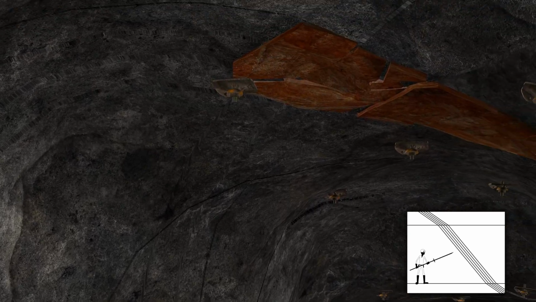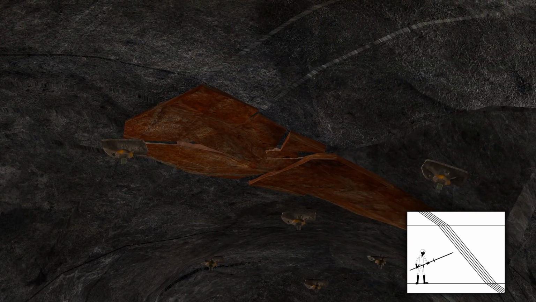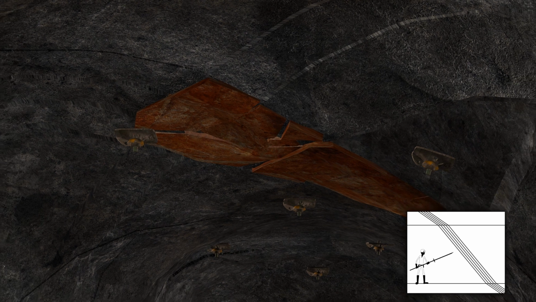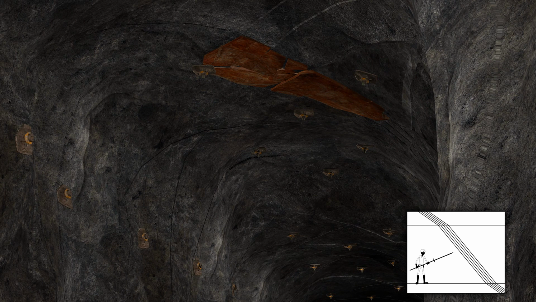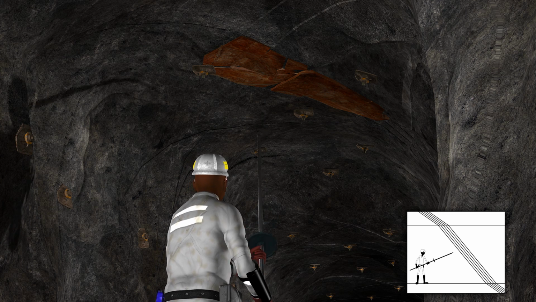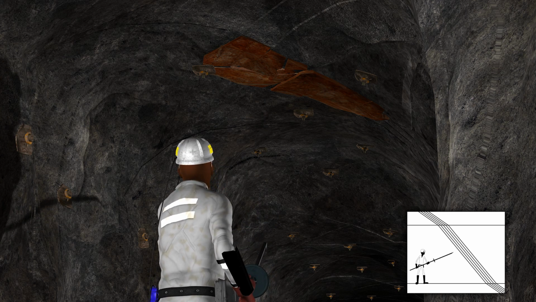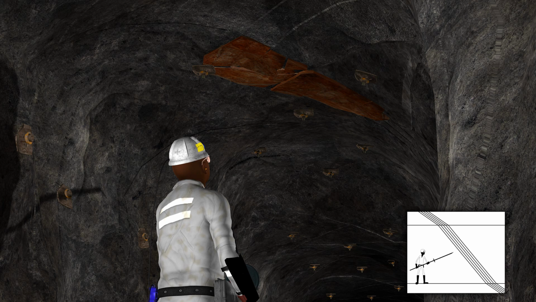Blocky ground is sometimes formed when joints intersect. When barring, look for loose blocks formed by joints and sound them to see if they need to be barred down. Joints sometimes have infillings like clay. Blocks with infillings are more likely to fall. Always bar these areas until they are solid.